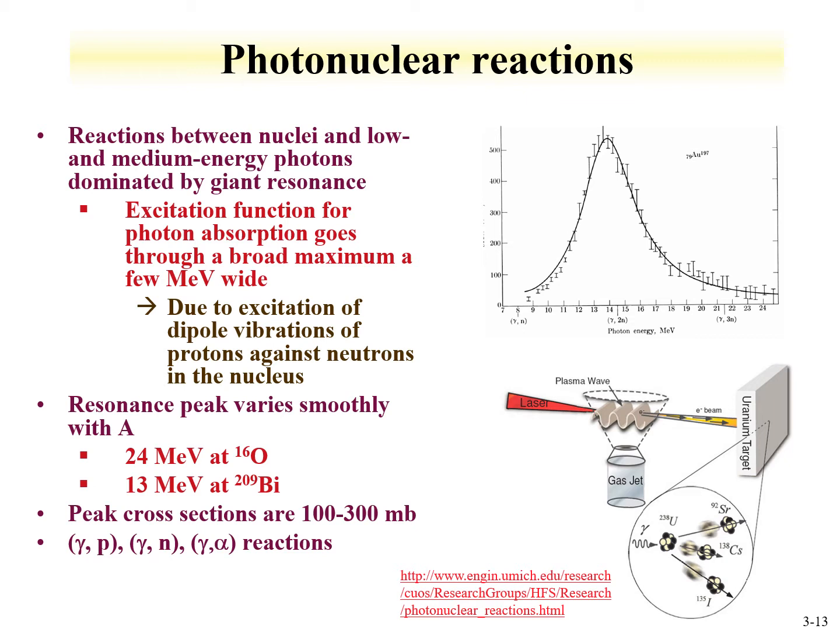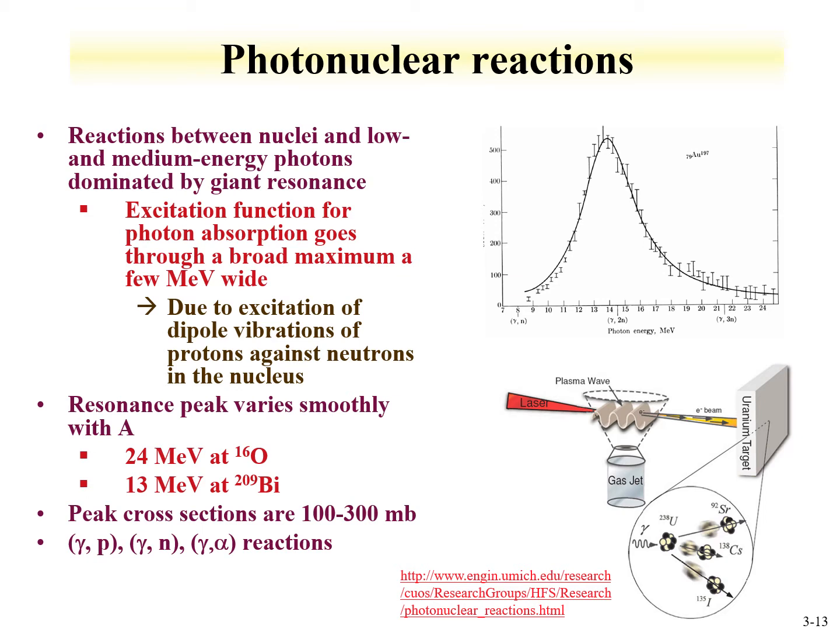Now it's also possible to have nuclear reactions using photons. And these reactions between nuclei and low and medium energy photons are dominated by a giant resonance. These excitation functions for the photon absorptions go through a pretty broad maximum, a few MeV wide, as shown here for the reaction of photons on gold-197. This is due to the dipoles that can set up within the nucleus between protons. One thing about the value here is it's in millibarns. So photon reactions tend to have on the order of 500 millibarns.